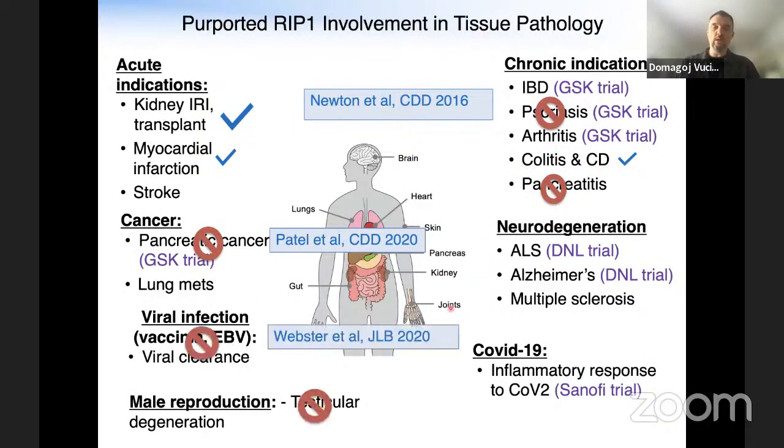disease. Okay. Also, I don't have time to show you, but we show that there is no role of RIP1 in vaccinia or EBV viral clearance, or in male reproductive testicular degeneration. That's totally an invented story, right? However, there are other questions here regarding neurodegeneration. So we want to explore that as well, okay?